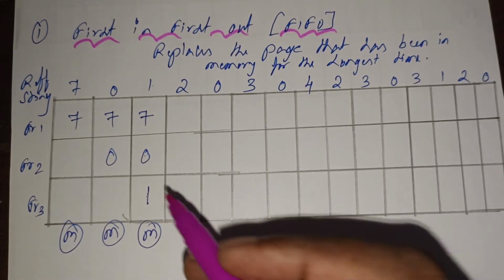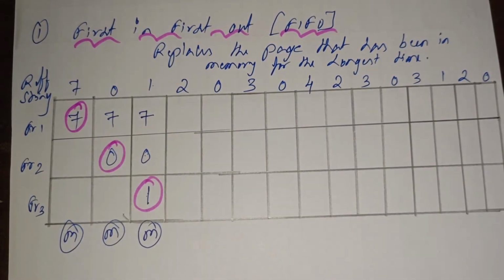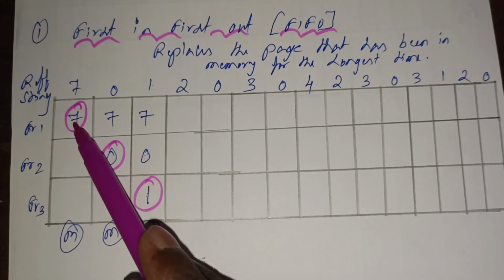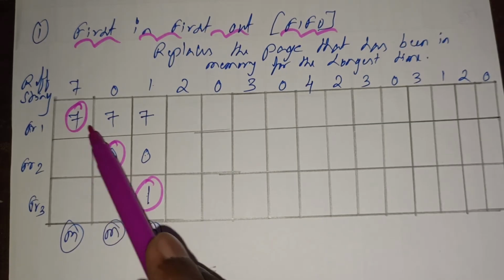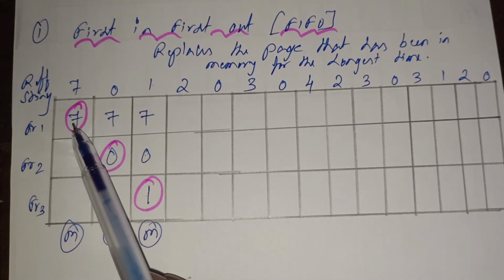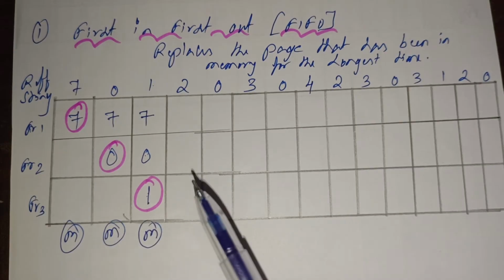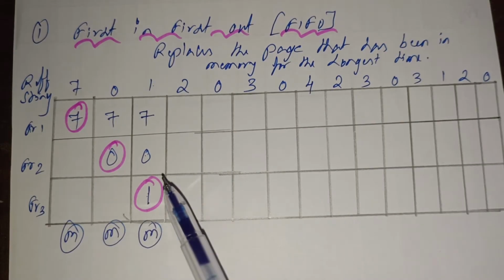Now I am going to do some identification by using this sketch, that is which particular string has been staying inside the frame for the longest period of time. According to this, 7 is staying here for the longest period of time, second is 0, third is 1, right? Now 2 is requested by the CPU.